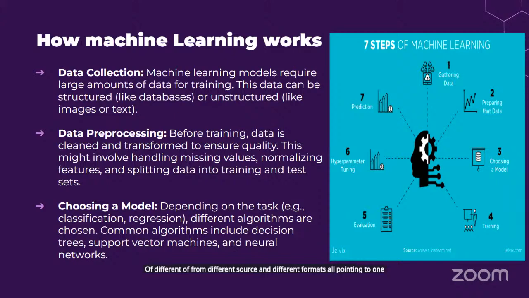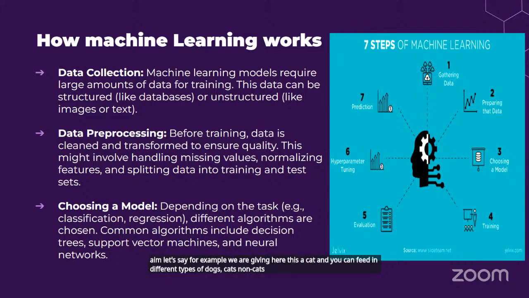Let's say, for example, we are given a cat, and you can feed in different types of dogs, cats, non-cats, or animals having 4 legs. It can be able to distinguish, okay, no matter how smart or tiny or big the animal with 4 legs is, this one is actually a cat and this is not a cat. So the quantity of data could be helpful.